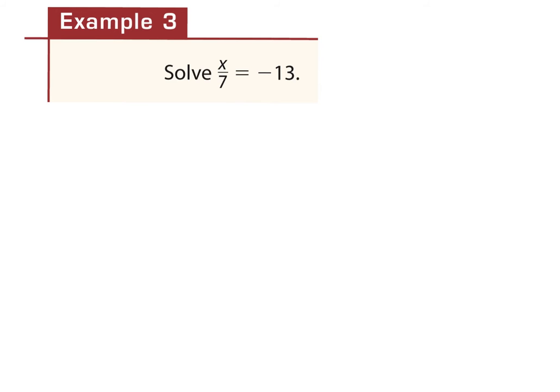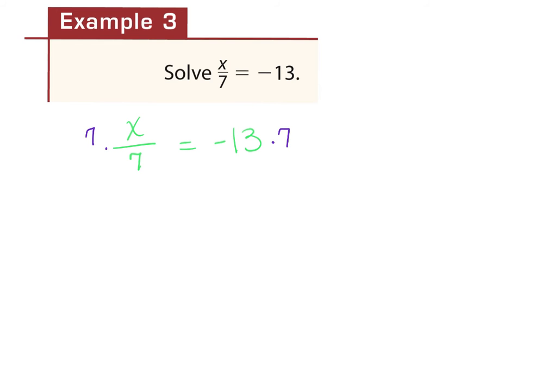So the same is true for multiplication and division. You want to look at what you have, decide what the inverse operation would be, and then do that to both sides. All right? So I have x/7 equals negative 13. What is the operation currently happening between the x and the 7? It's division. What is the inverse operation of division? Multiplication. So I'm going to multiply both sides by 7.